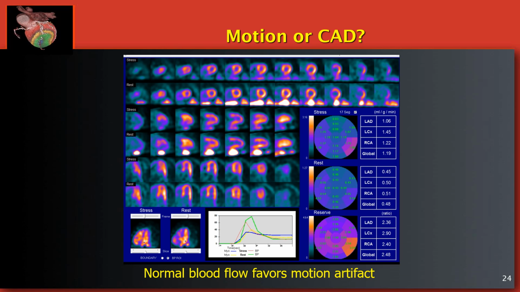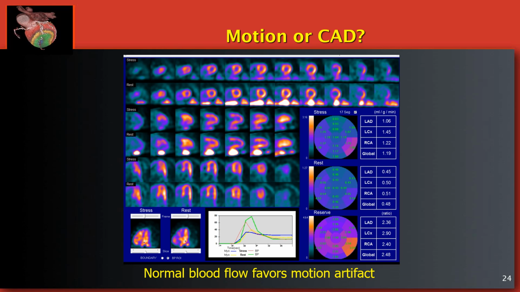And so in this patient, you see that it's a little bit equivocal here in the septal wall and maybe anterior. It looks like maybe there's something there. You even see kind of a spot down here. But if you look at the myocardial blood flow reserve numbers, they look okay, and the chart looks okay. So the normal blood flow favors that this is a motion artifact.